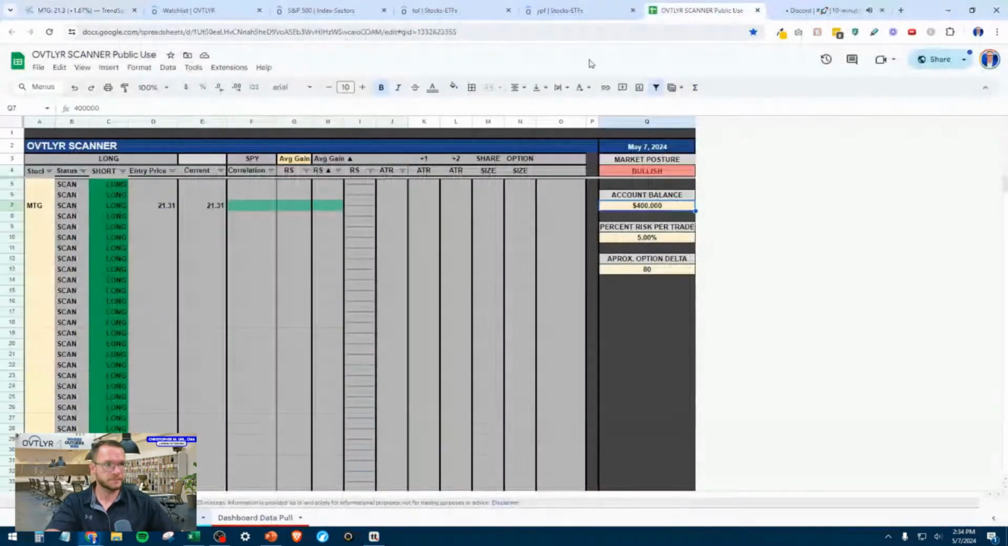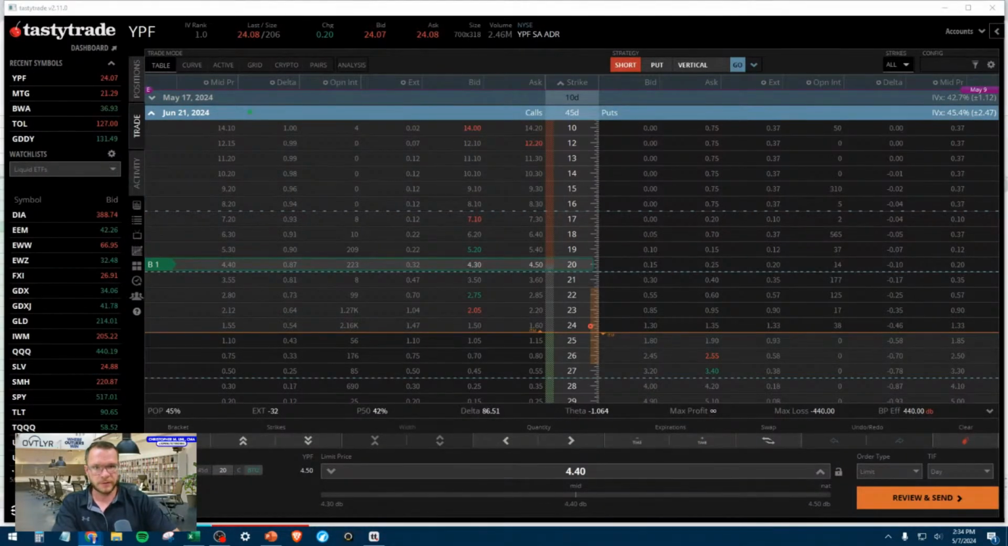Let me do this over here. All right, my position size is calculating. And I'm going to go look at YPF in the business account on the other screen. YPF, June 21st. Yeah, YPF, June 21st, 20 calls again.